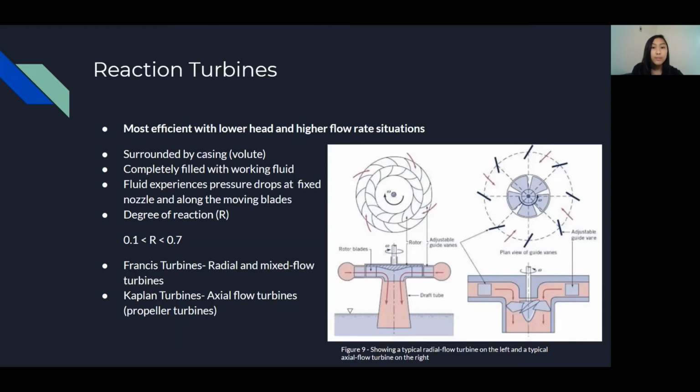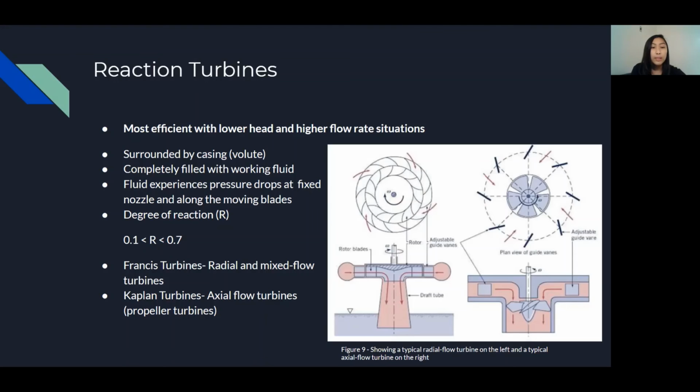Reaction turbines are most efficient at lower head and higher flow rate situations. These turbines are surrounded by casing, completely filled with working fluid, and the fluid experiences pressure drops along the moving blades. The degree of reaction for a typical reaction turbine is between 0.1 and 0.7. Francis turbines and Kaplan turbines are two examples of reaction turbines. Francis turbines have radial and mixed flow, and are most efficient at medium head. Kaplan turbines have axial flow and are most efficient at very low head.